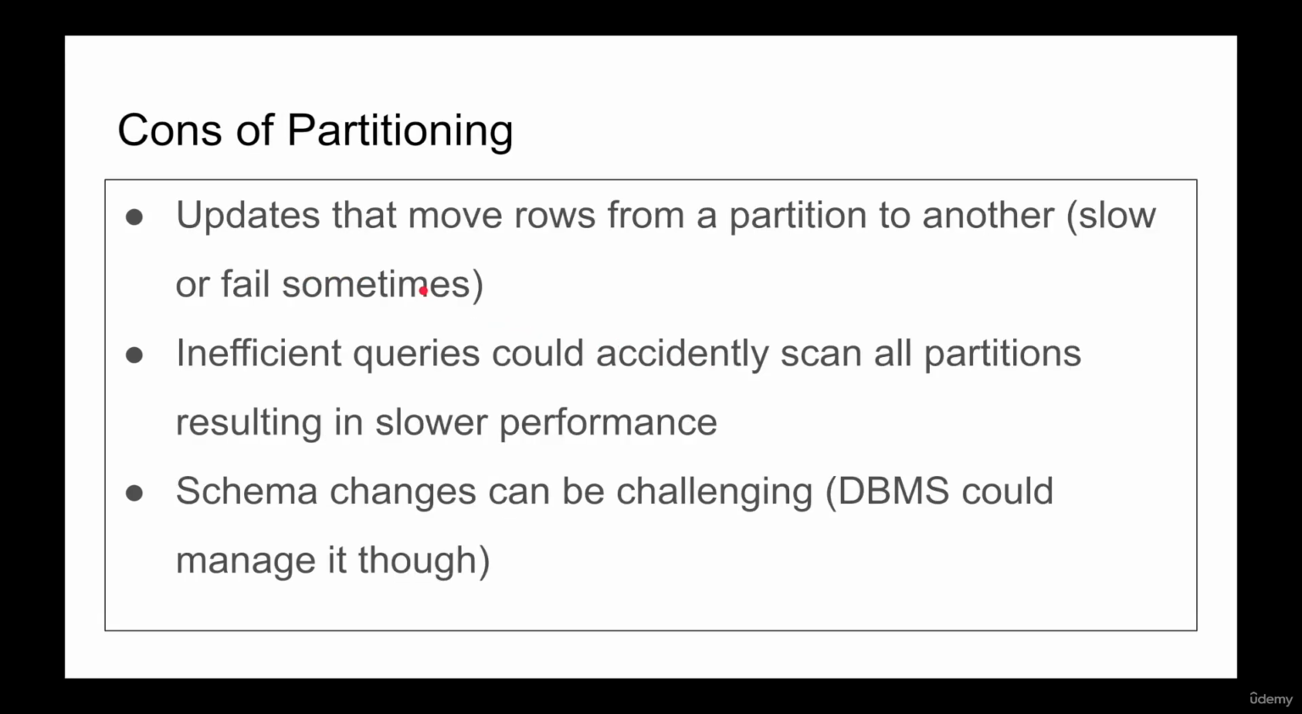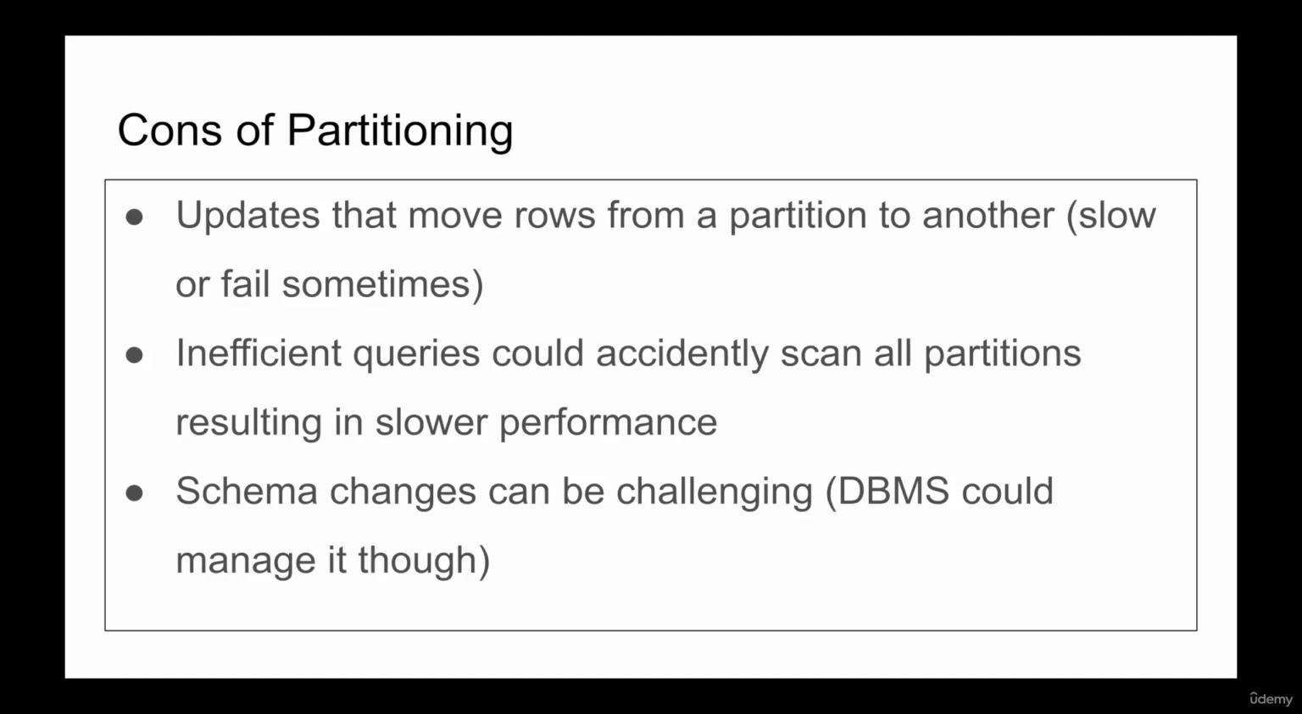All right, cons. Is this thing perfect? No, sir. Nothing is perfect. So what is the bad thing about partitioning? Updates that move rows from one partition to another are actually slow. So now, updating rows is no longer a straightforward thing, guys. Think about it. In a huge table, if you update a row, you go to that row and just update it. End of story. But what happens if you update a row in a partition, and the act of updating that row moves the row from this partition to another partition?